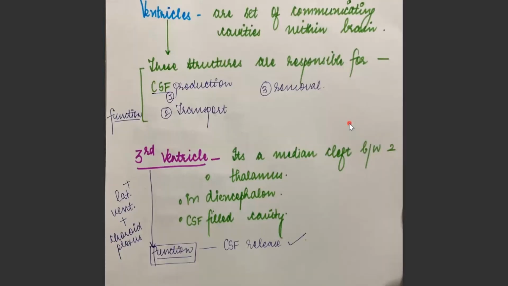Before moving on to the third ventricle, we should know what ventricles basically are and what their functions are. Ventricles are basically the set of communicating cavities which are located within the brain. They are responsible for the production of CSF, its transport, and its removal. So the major function is CSF production, transport, and removal, which the ventricles do.